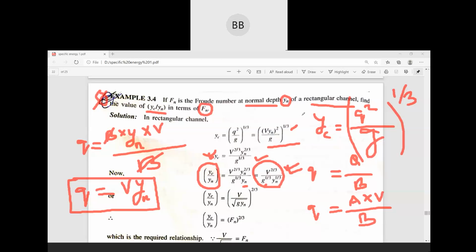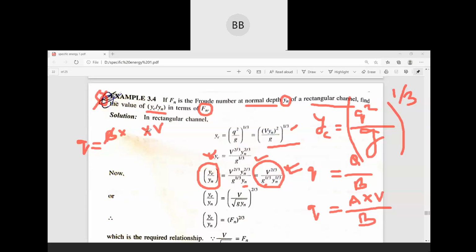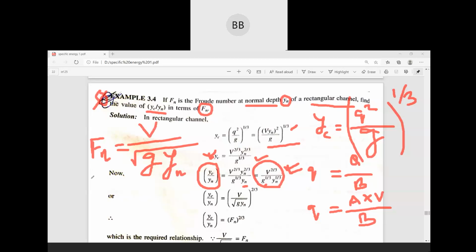You all know the Froude number is v by root over g y n for a rectangular channel. Okay? So here we have v, we have g, we have yn. So we can write this in this pattern.